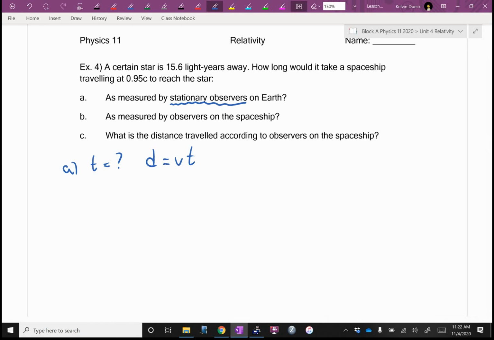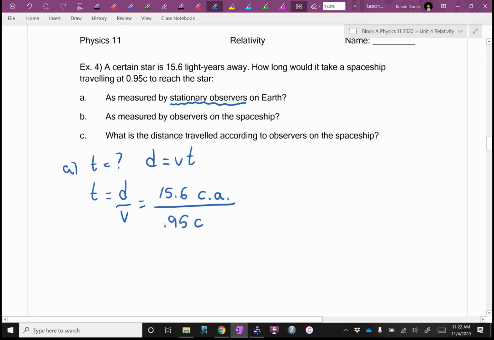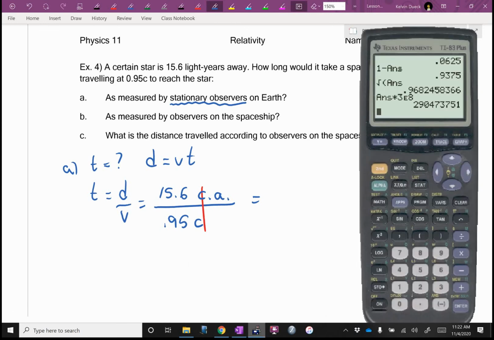How would I get the t by itself? On the Earth, it's going to be the distance that we measure from the Earth divided by how fast the spaceship is traveling relative to us. What distance do we measure? 15.6 light years. How fast is the spaceship traveling? 0.95 times the speed of light. So as far as we're concerned, home here on the Earth, this will take 16.4 years for them to get there.